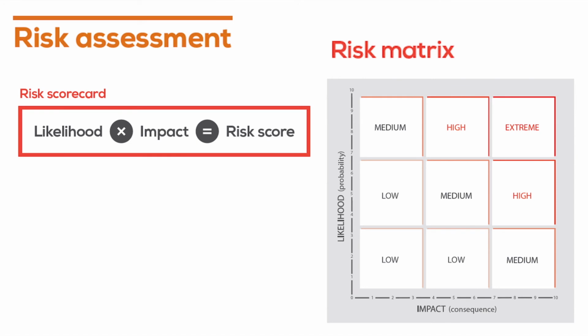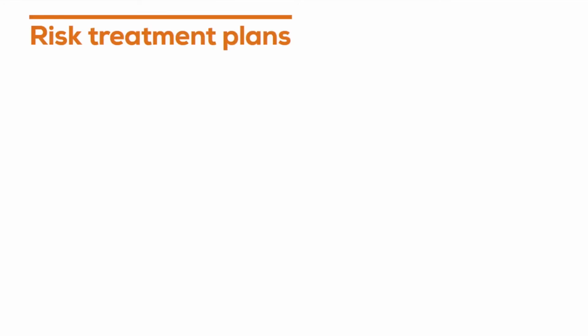That is the risk matrix that has been explained. Now we are coming to the risk treatment plans. Before that, we have ranked according to the risk and the risk matrix. Now we are coming to risk treatment or risk responses.